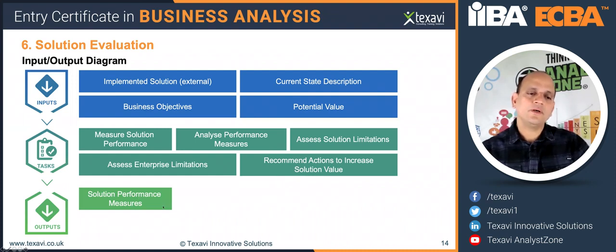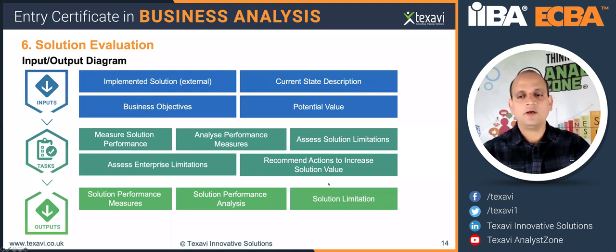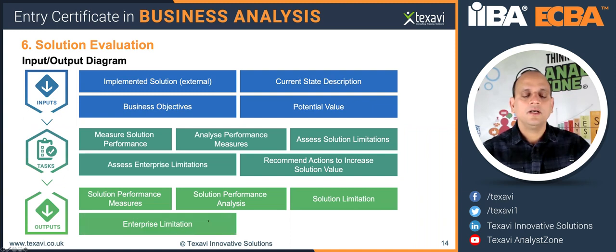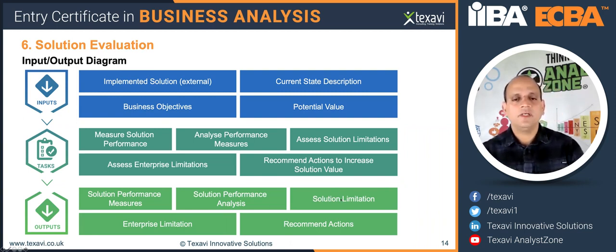In terms of the output, we have the solution performance measures, or the metrics, very important. Solution performance analysis is a result of this. Solution limitation is again an outcome from this task. Then the enterprise limitation, and finally the recommendation of actions from this activity. All of these are outcomes from the different tasks and activities that we do within this knowledge area.